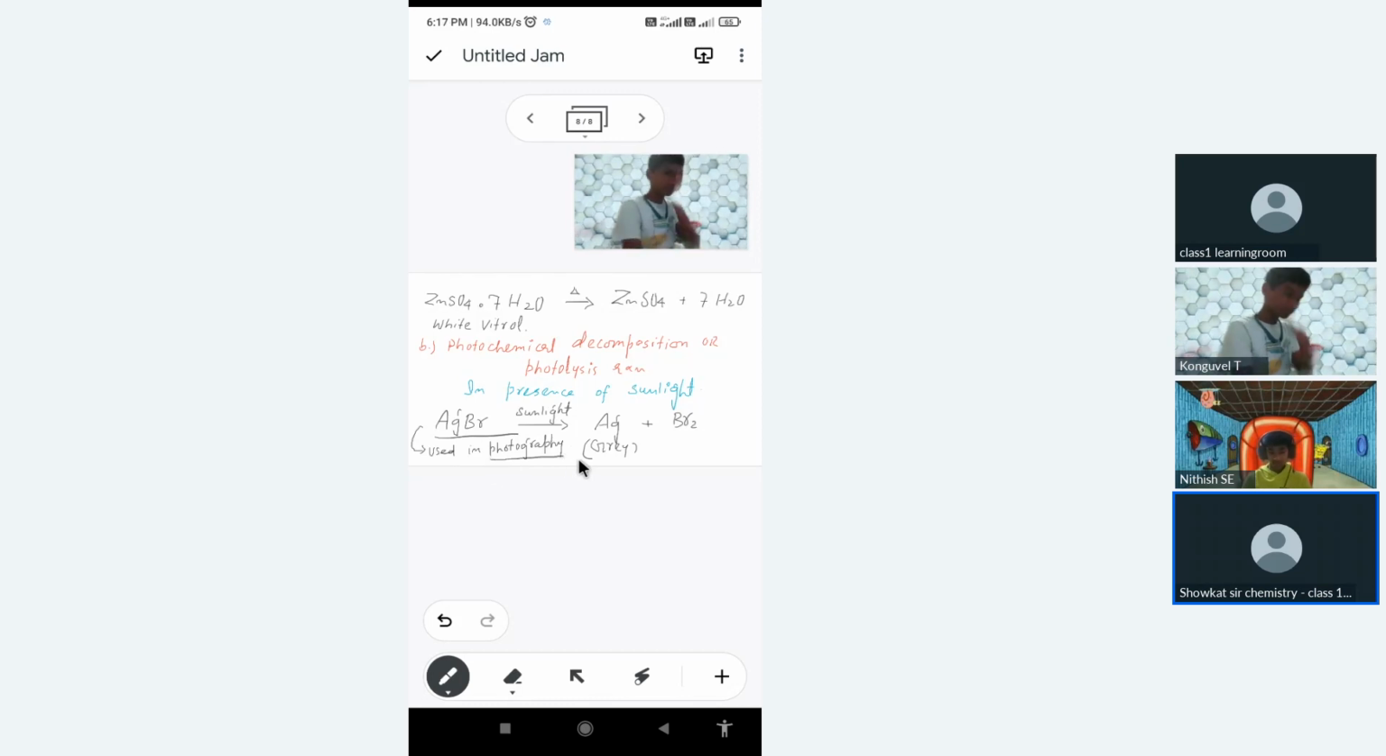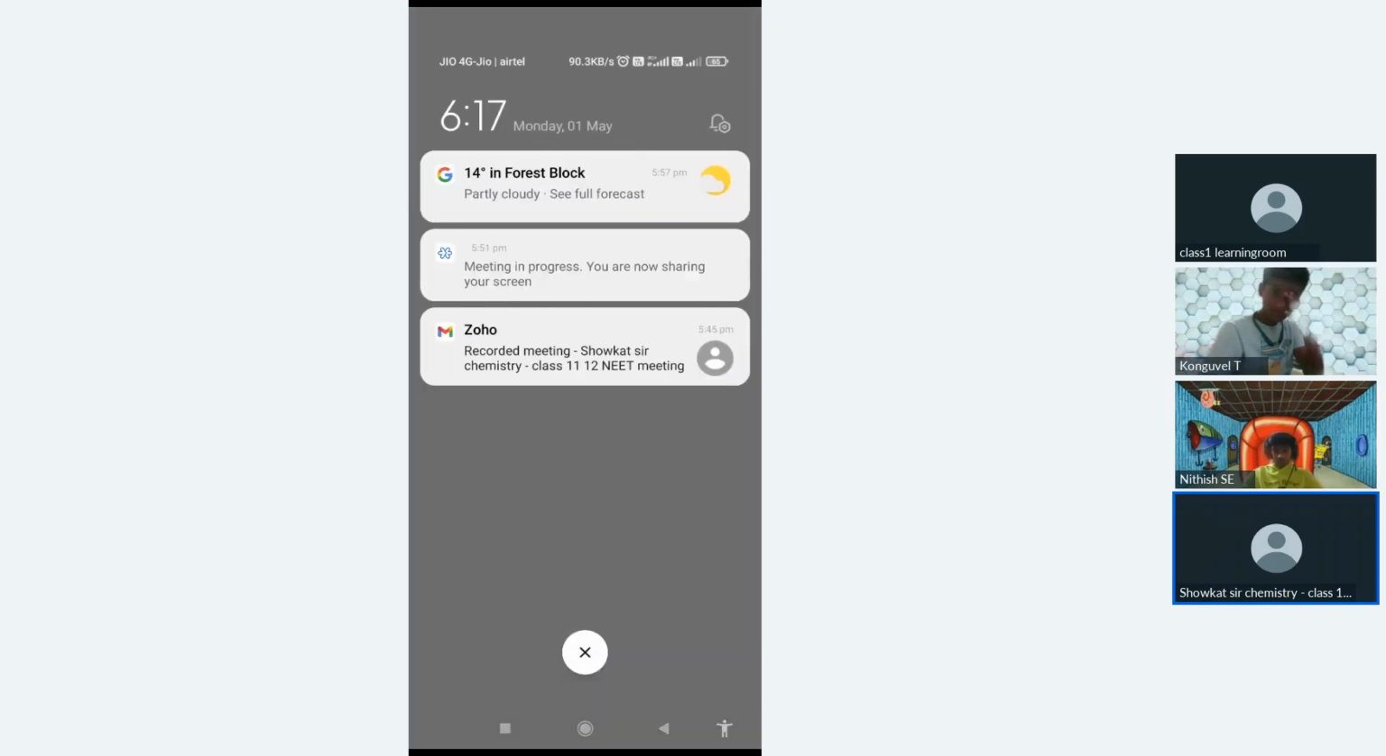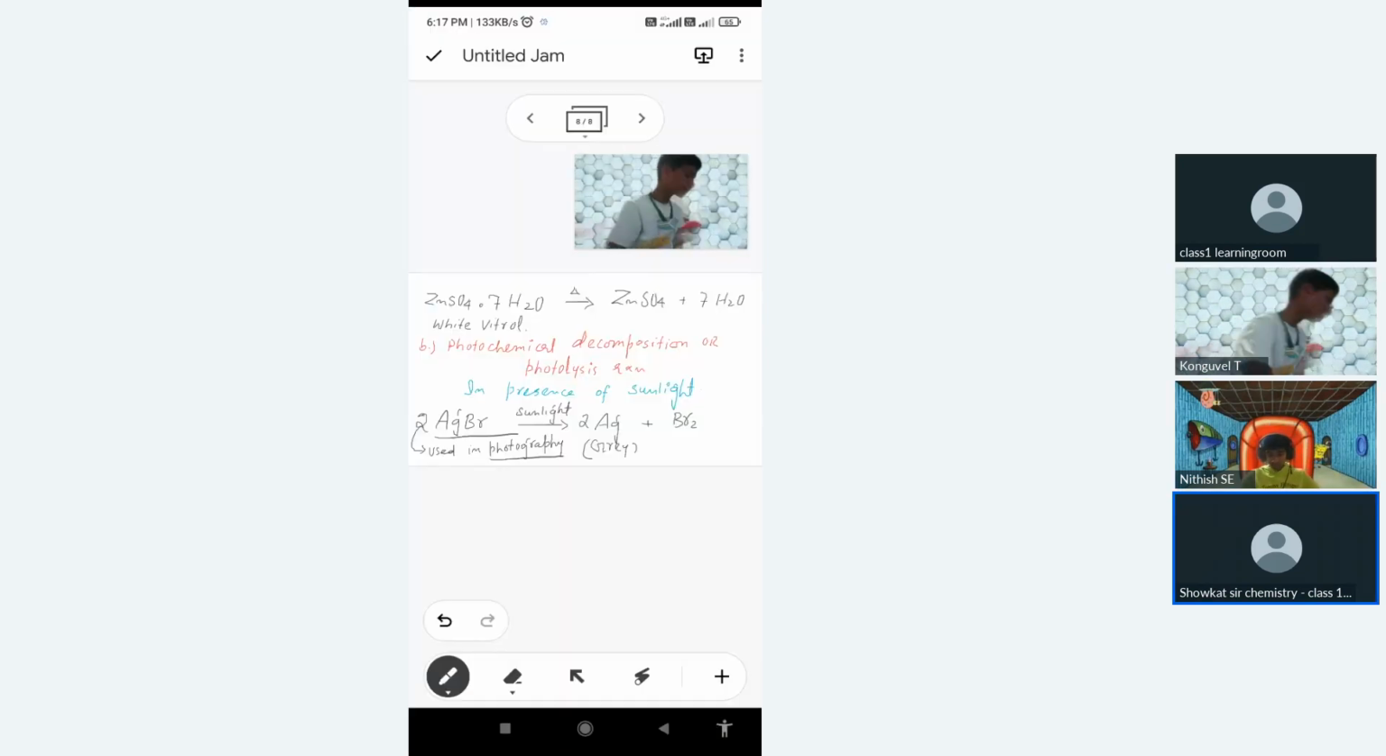So this reaction, silver bromide in presence of sunlight, decomposes and gives us silver and bromine. You can balance it like this, twice here AgBr and twice here Ag. Is it balanced? Exactly, it is balanced. This is also a decomposition reaction, but it is known as photochemical because it takes place in presence of light, sunlight. So this is your AgBr, silver bromide.